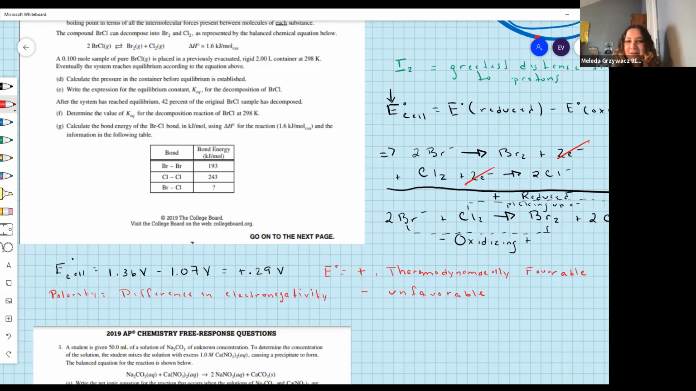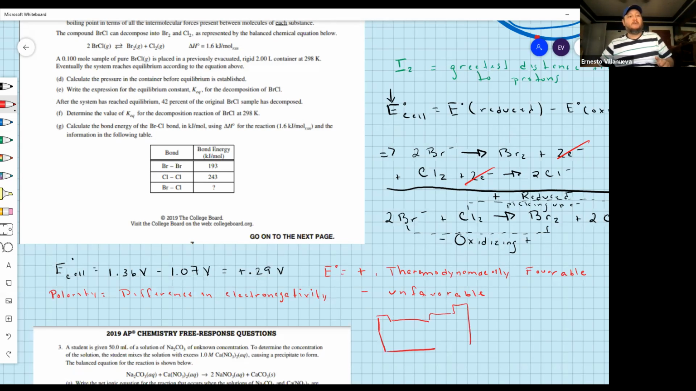Yeah, it's like the attraction to gain electrons. Perfect. Yes, that's exactly what it is. So polarity means the difference in the values of your electronegativity. Now we know electronegativity trends across the periodic table. Let's pretend this is the periodic table. Electronegativity increases as you move to the right and as you move up the periodic table. So electronegativity increases in these directions, correct?